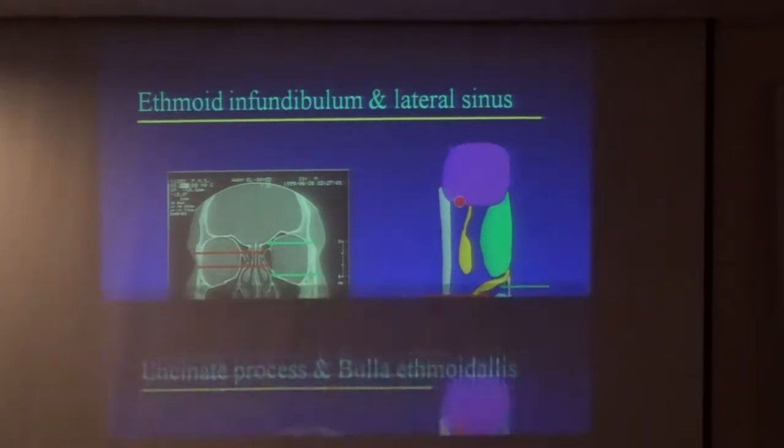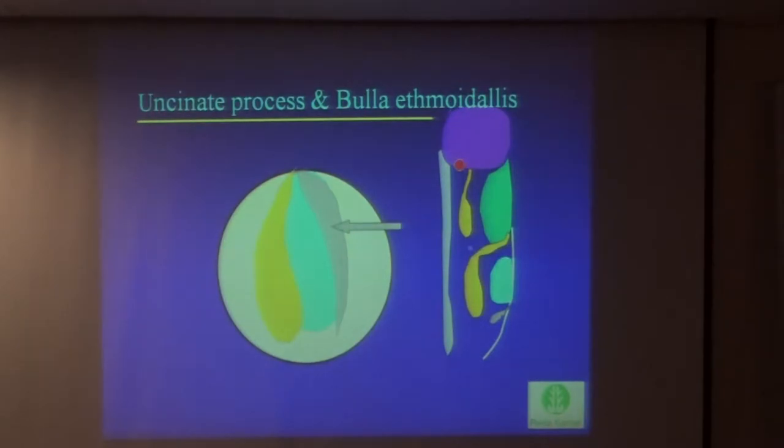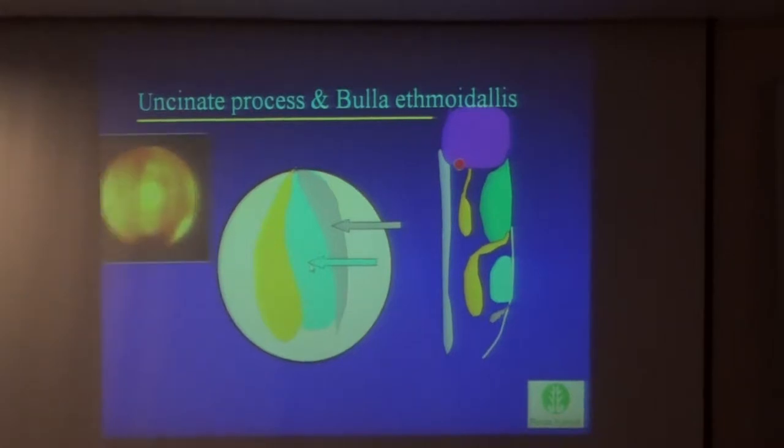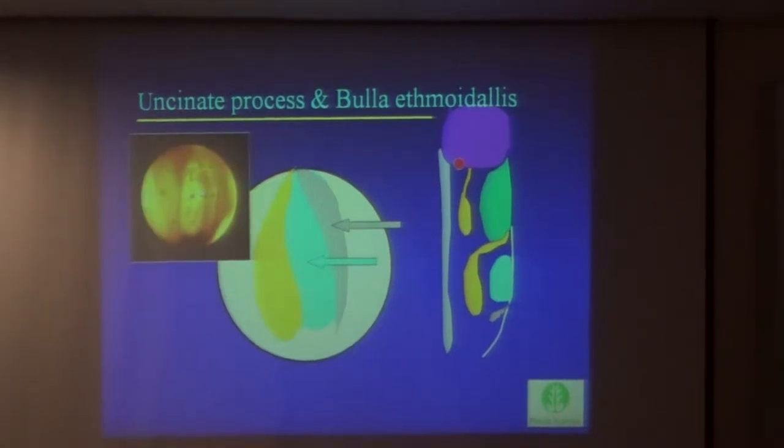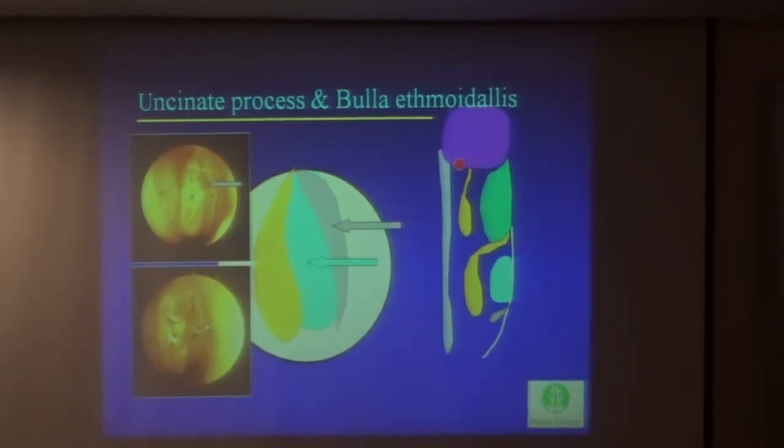Anatomy again. We understand that this is a diagram, this is the uncinate. Behind the uncinate, we can expect the bulla. Accordingly, in the cadaver dissection, this is the left side: septum, middle turbinate, uncinate process. If we incise the uncinate process and remove it, we will expose the bulla. The bulla is located behind the uncinate process. And here again, this is the uncinate process and the bulla.